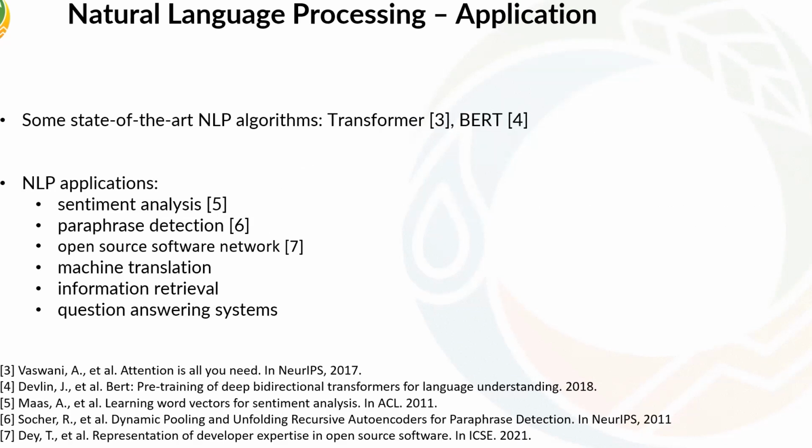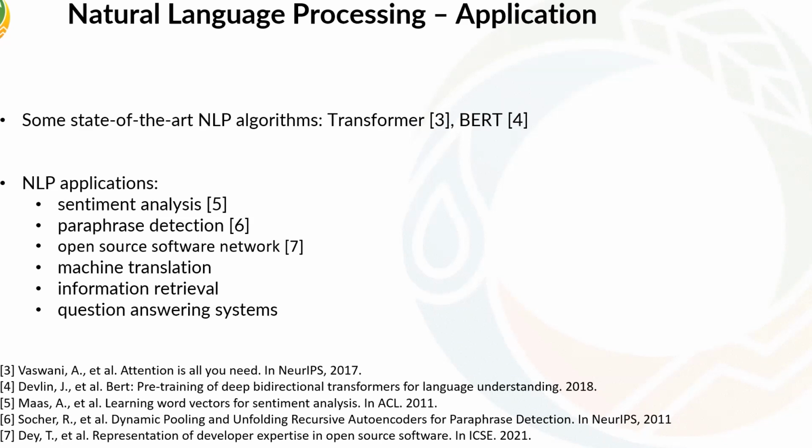So there are also some other state-of-the-art natural language processing algorithms such as Transformer and BERT, and they're helping a lot of NLP applications such as sentiment analysis. I've seen a lot of companies, data mining and text mining companies, do that. And also applications include paraphrase detection and open source software network.